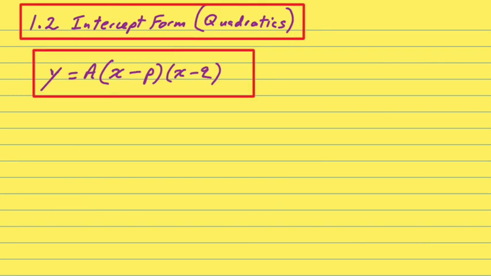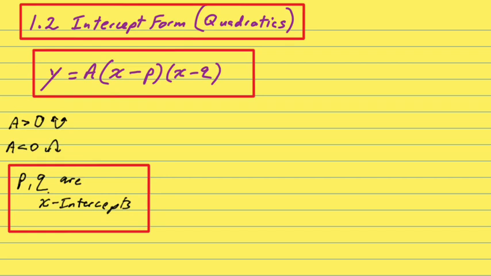Okay, this is the intercept form in 1.2, where you have a. Again, if a is greater than 0, it's going to open upward. If a is negative, it's going to open downward. This means that p and q are what are called x-intercepts. Let me do an example if I can.